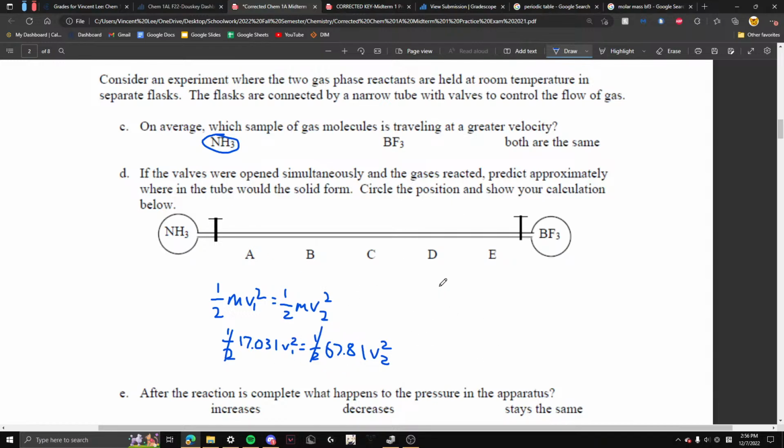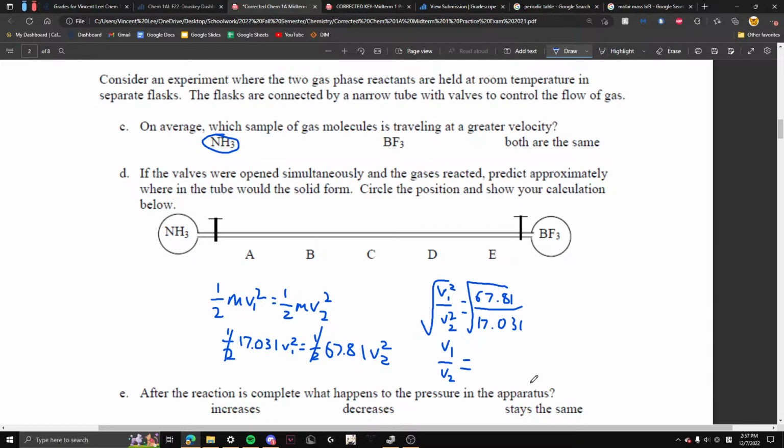So we want V1 squared over V2 squared is equal to 67.81 divided by 17.031, and then you take the square root of both sides to get the ratio between V1 over V2.